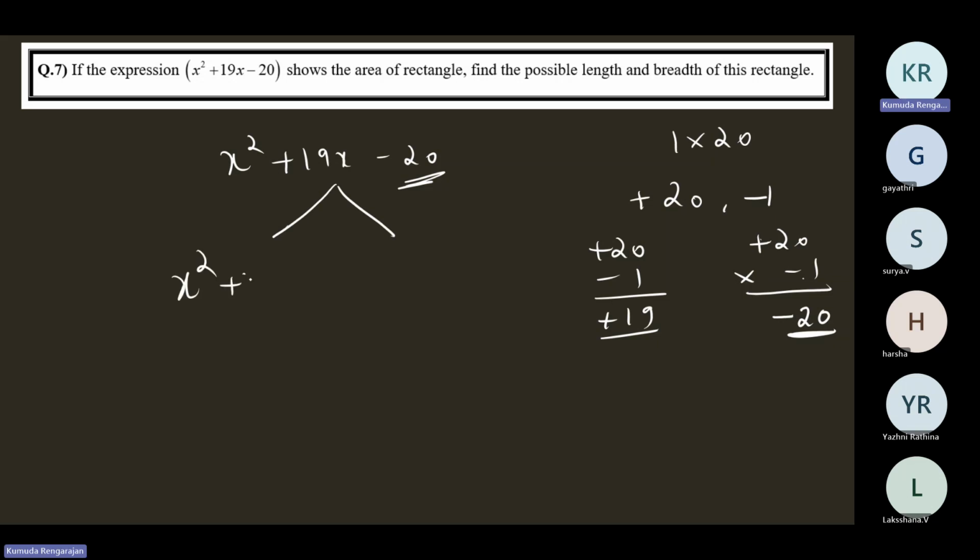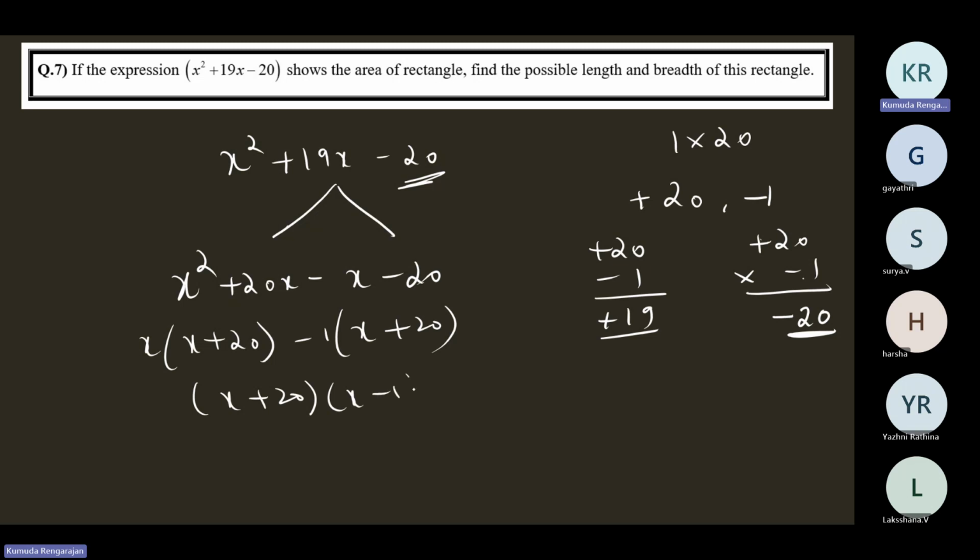X squared plus 20x minus 1x minus 20. So x into x plus 20 minus 1 into x plus 20. X plus 20 into x minus 1. So if this expression is the length of the rectangle, then this expression is the breadth of the rectangle.